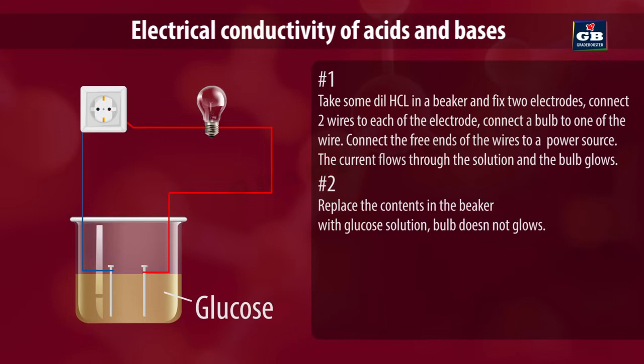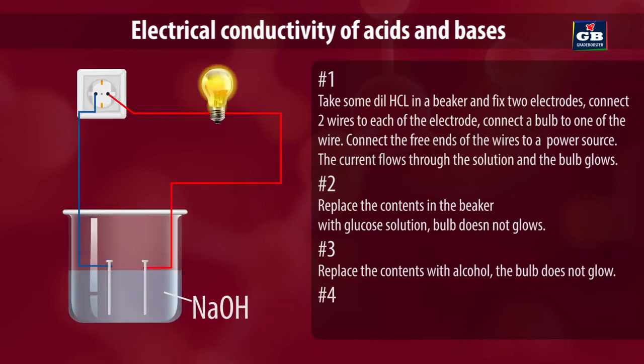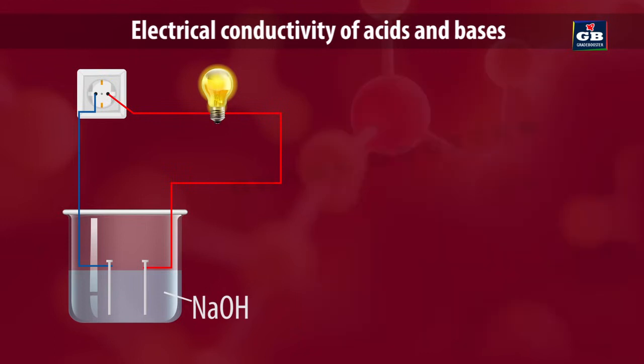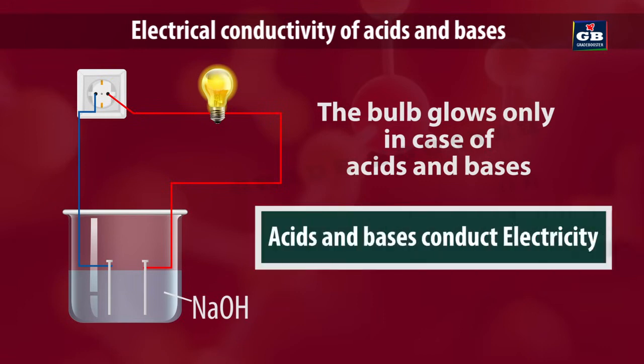Replace the contents in the beaker with glucose solution. The bulb does not glow. Replace the content of the beaker with alcohol. The bulb does not glow. Now again, replace with sodium hydroxide. The bulb glows. This shows that the bulb glows only in case of acids and bases. That means that acids and bases conduct electricity.